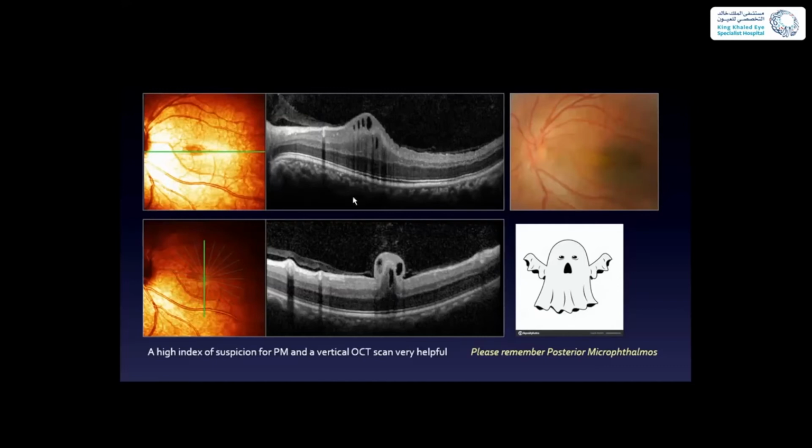So please do not make the mistake of considering this macular edema. Get a scan, recognize where the fluid is located, and if you need, get a vertical scan, which should be part of the protocol, and it will indeed show you and demonstrate the fold much better. So a high index of suspicion is needed. So please put this in your mind and remember posterior microphthalmos.